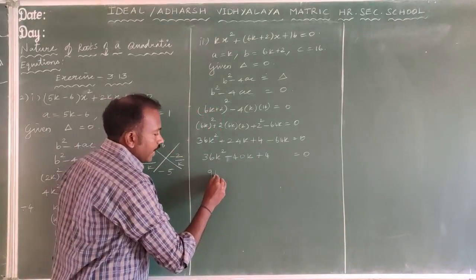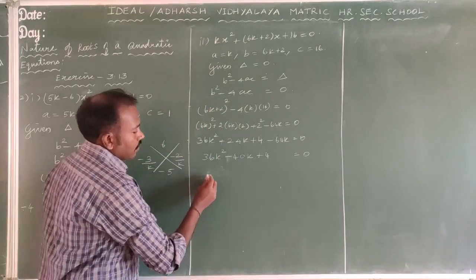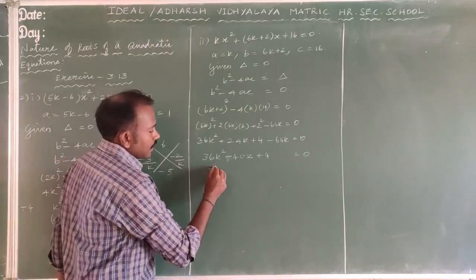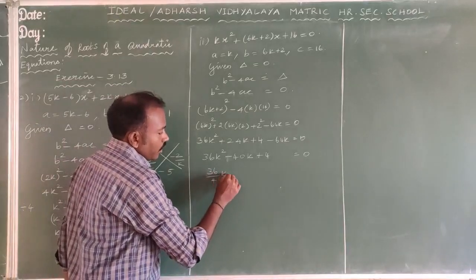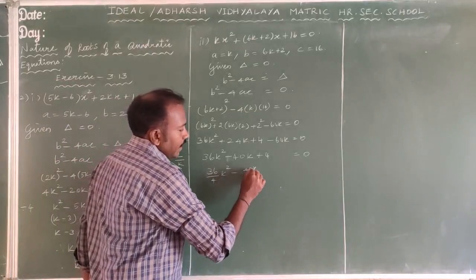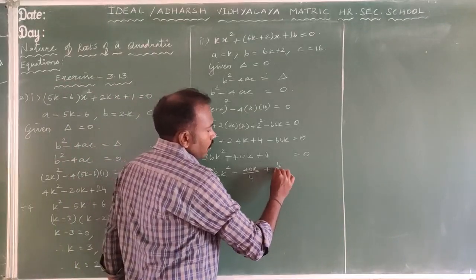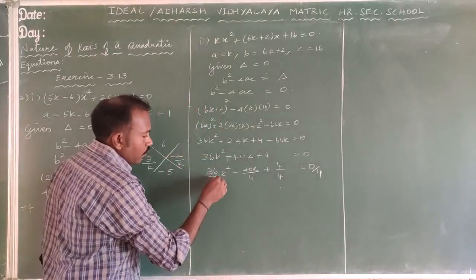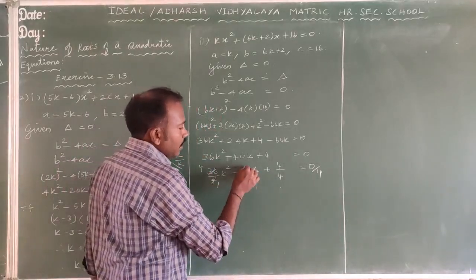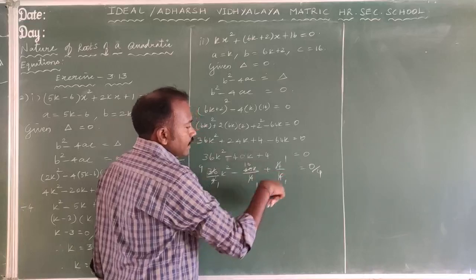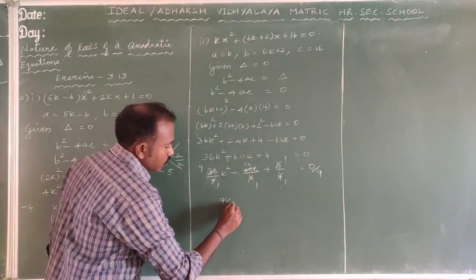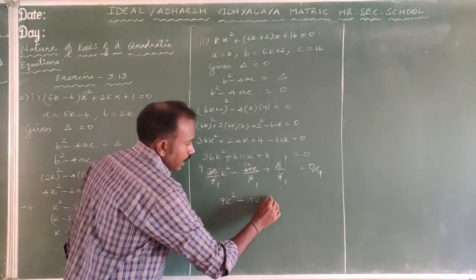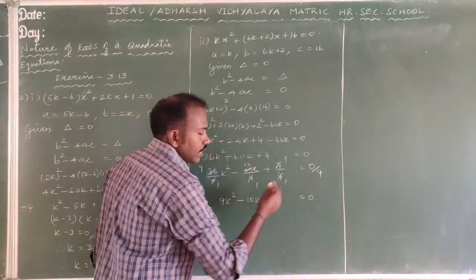So 9k square, that is 36 divided by 4 into k square, minus 40k divided by 4, plus 4 divided by 4, is equal to 0 by 4. Then 1 four is 4, 9 fours are 36, 10 fours are 40, cancel. That is 9k square minus 10k plus 1 is equal to 0.